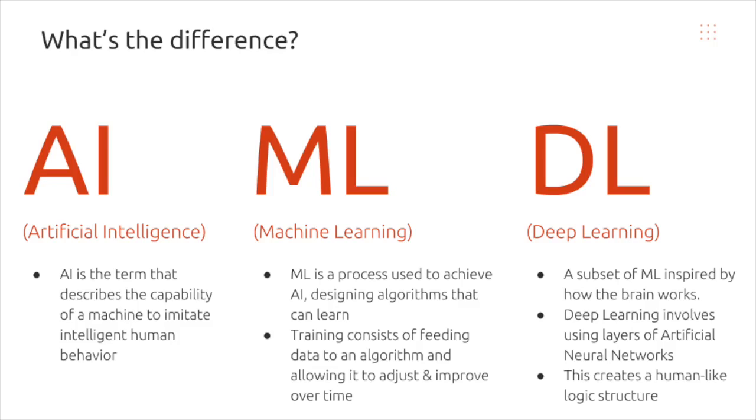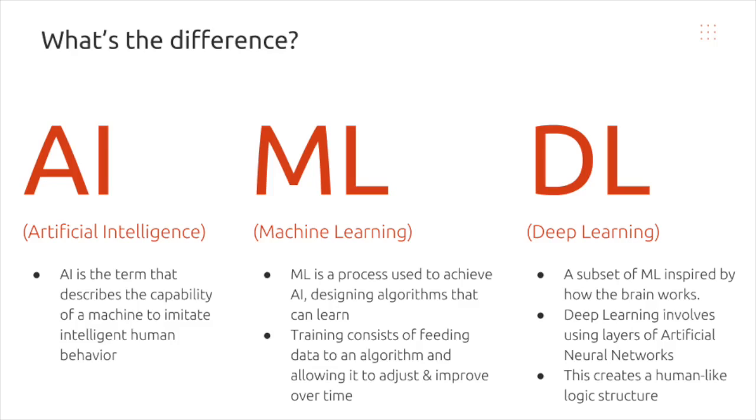With machine learning, that's, again, a subset of AI, focused on the design of algorithms that can learn. The primary focus of machine learning is, how do you create these algorithms such that a machine can learn and adjust and improve over time and all that kind of good stuff.